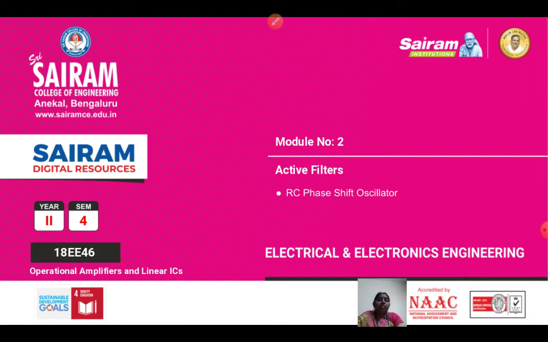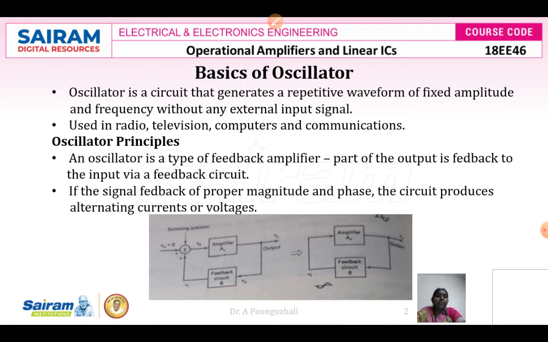Under this oscillator topic we will be seeing the RC phase shift oscillator. First we will see the basics of the oscillator. As I said, an oscillator is a circuit which produces a repetitive waveform of fixed amplitude and frequency without any external input signal. We are not going to give any input signal to the circuit. Without that input signal, we have a repetitive waveform at the output.